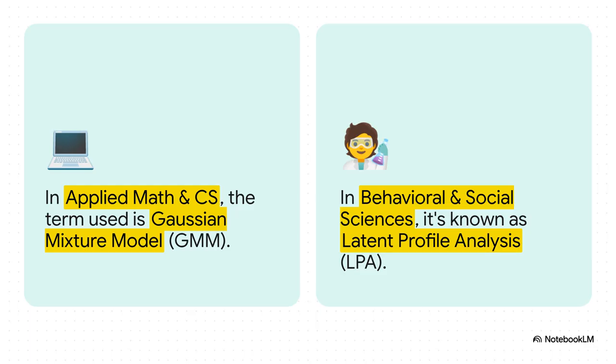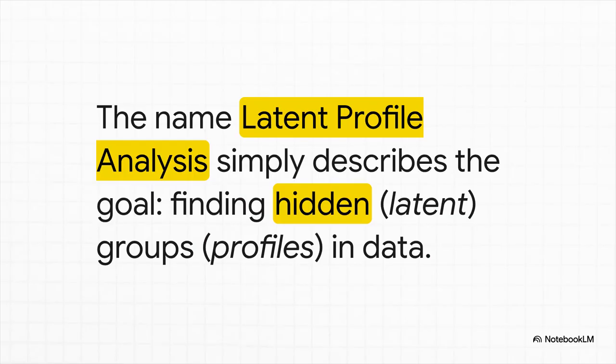You see, in fields like computer science and applied math, they call it a Gaussian mixture model. But over in the social and behavioral sciences, researchers came up with the exact same method. They just gave it a different name, latent profile analysis. So, yep, case closed. The name latent profile analysis isn't describing a different algorithm. It's describing the goal. Think about it. You're doing an analysis to find hidden or latent groups, which you could call profiles. It's a perfect common sense description of what a GMM is built to do.